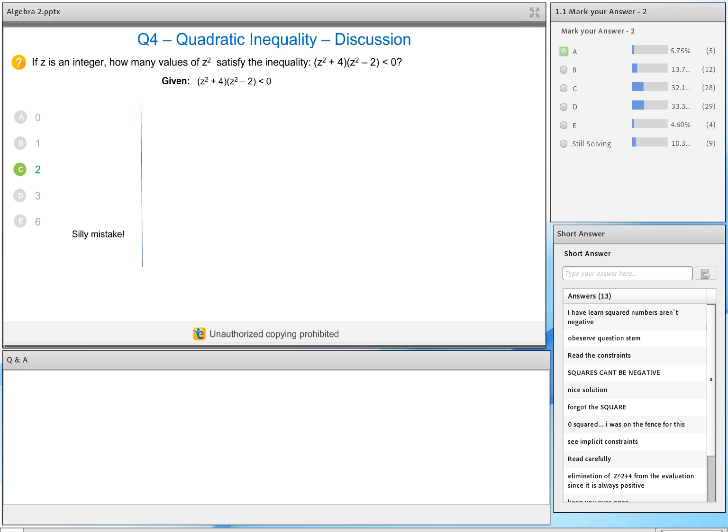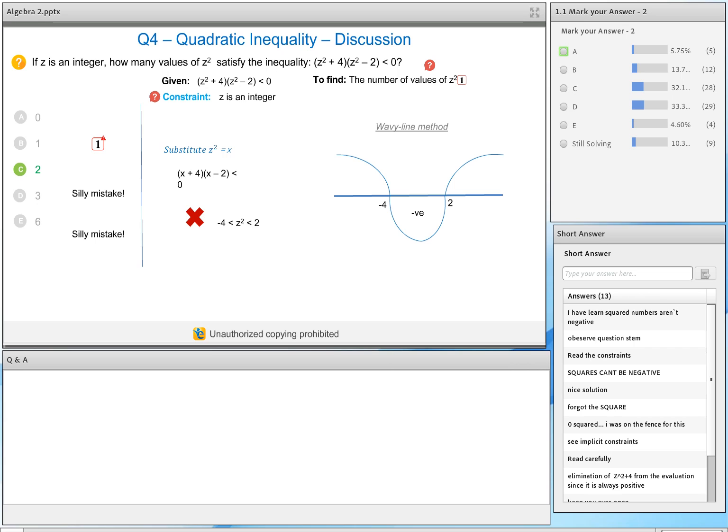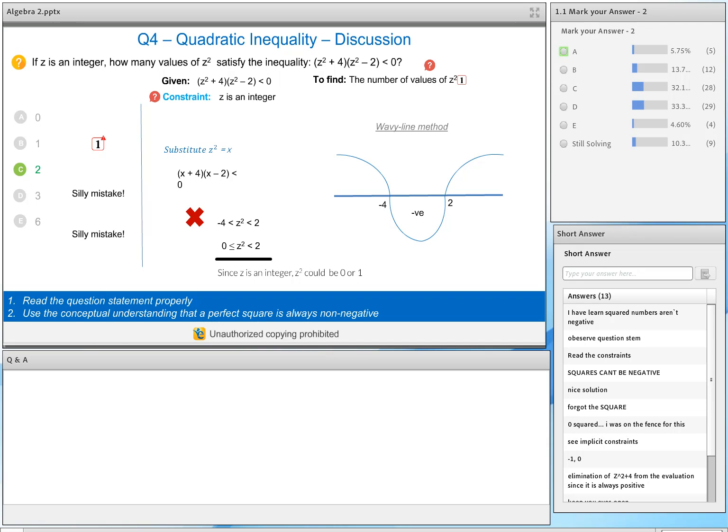If z is an integer, again, we'll start off with the same thing, right? What we get is 0 is less than or equal to z square is less than 2, right? Now, if z is an integer, z square could be 0 or 1, right? Which means that there are two values of z. Okay, so choice C is the correct answer too.